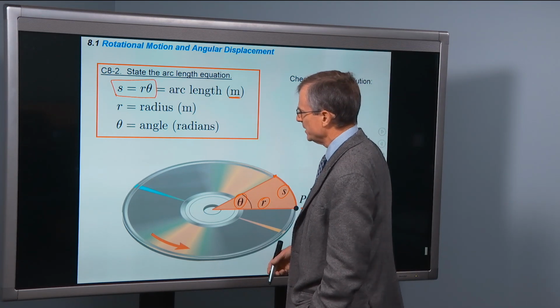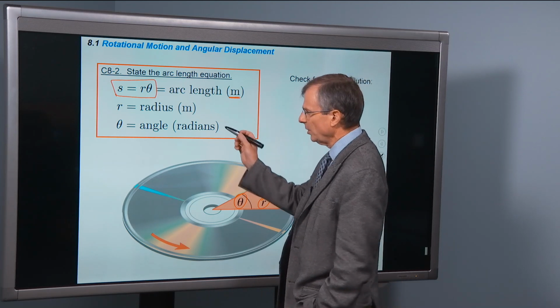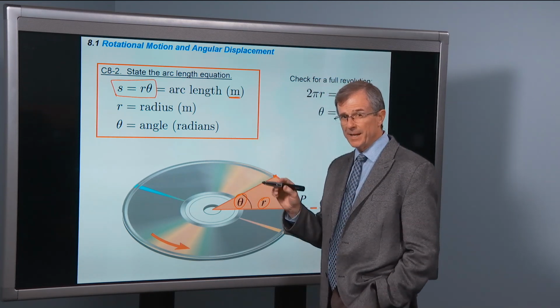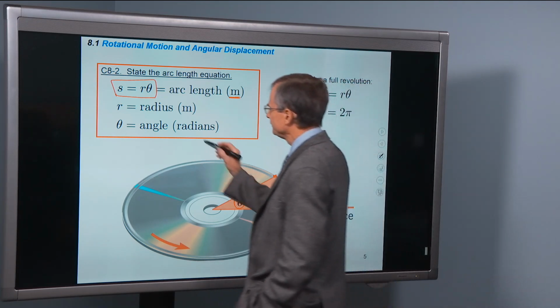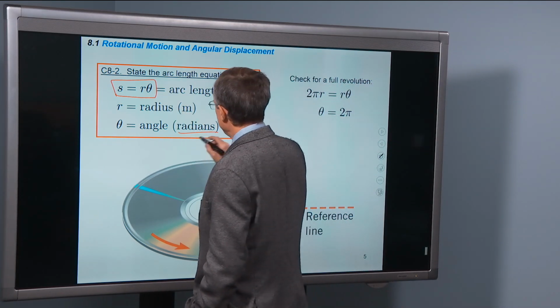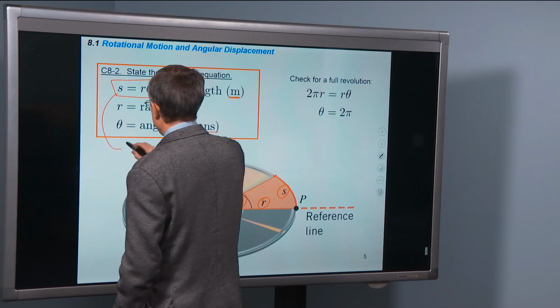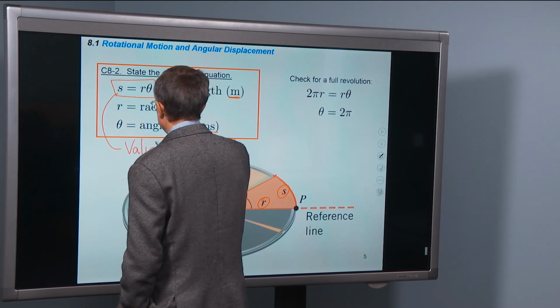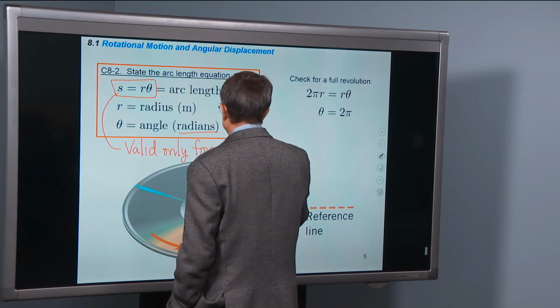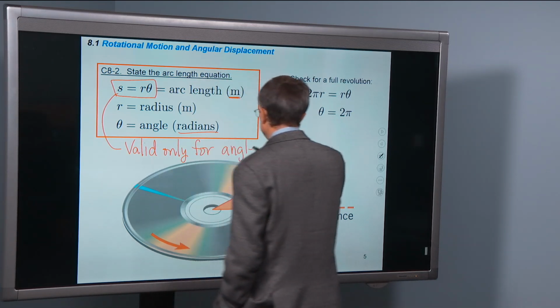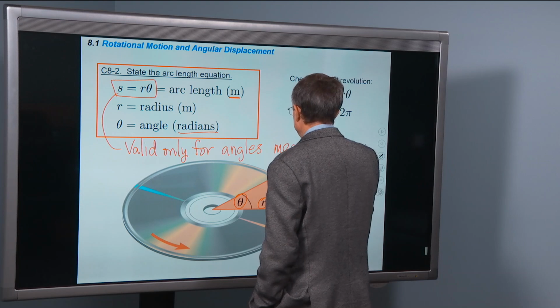Radius is measured in meters, and for this equation to be valid, the angle must be measured in radians. So this equation is valid only for angles measured in radians.